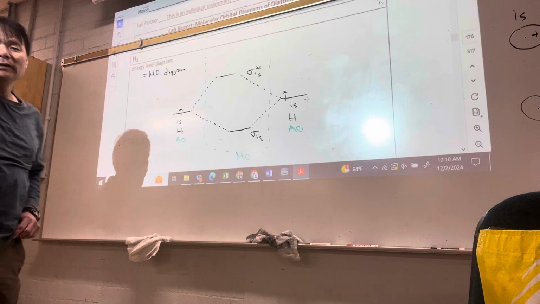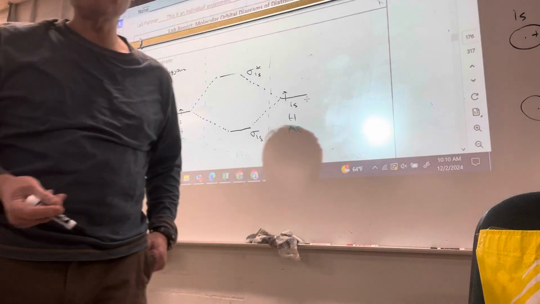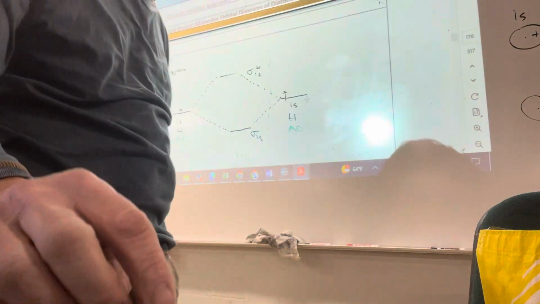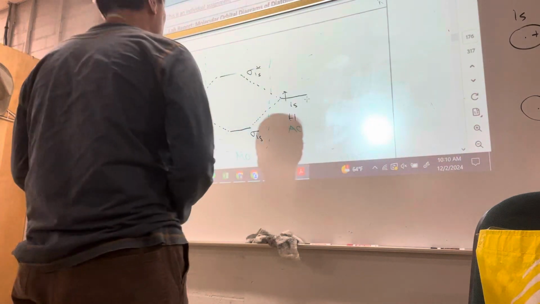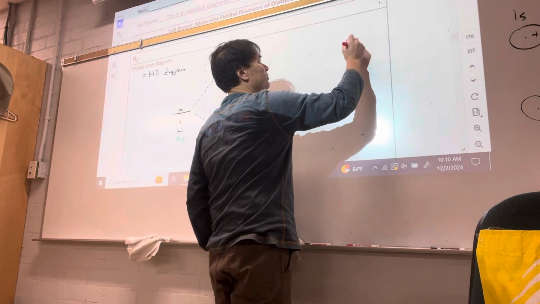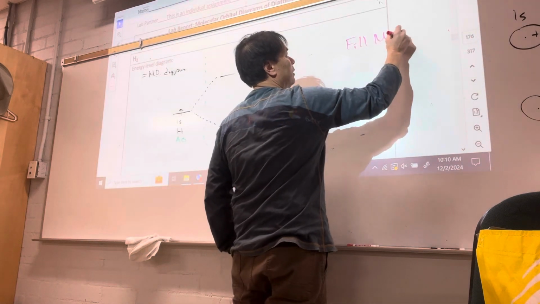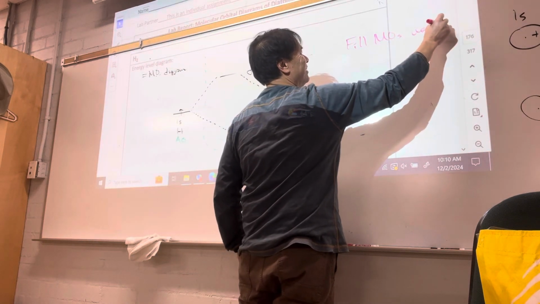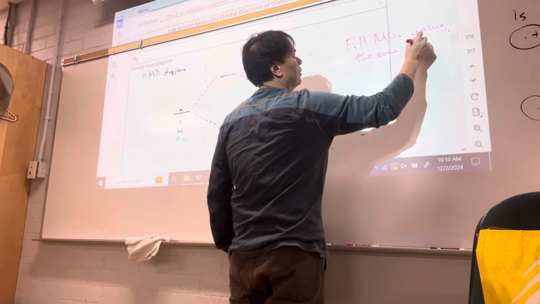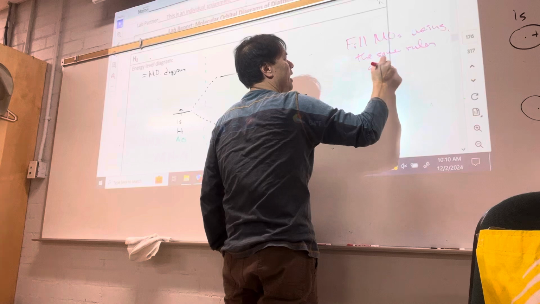So now we fill the MO diagram. The Pauli exclusion principle holds for MO diagrams. So fill according to the normal rules. Fill MOs using the same rules as AOs.